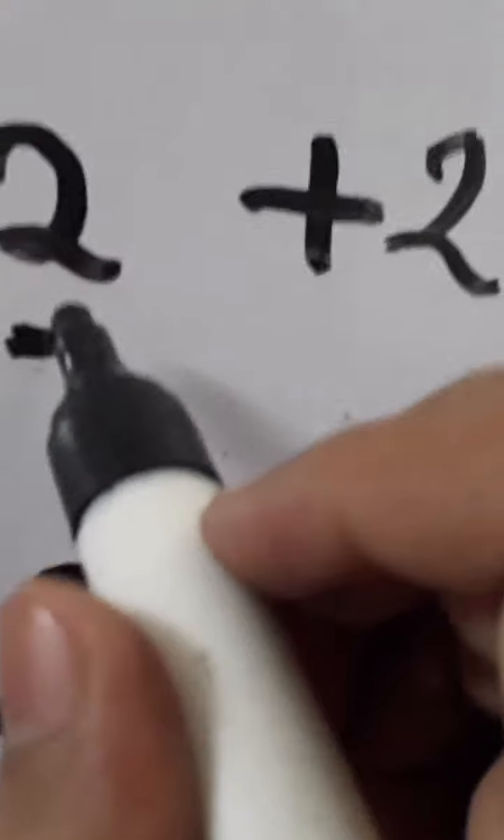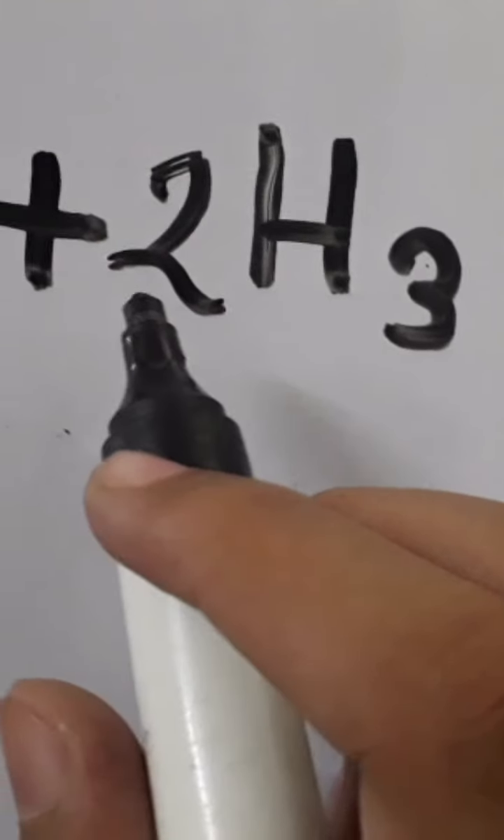Now we come to hydrogen, here 2 and here 3 into 2, which is 6, plus 2, which gives us 8. Now we can balance Ca first, as it is easy. So we will multiply it by 3. I am writing 3 here.